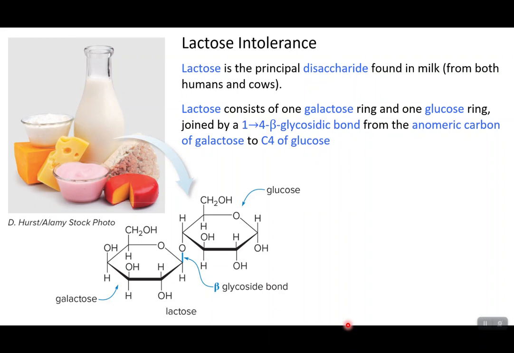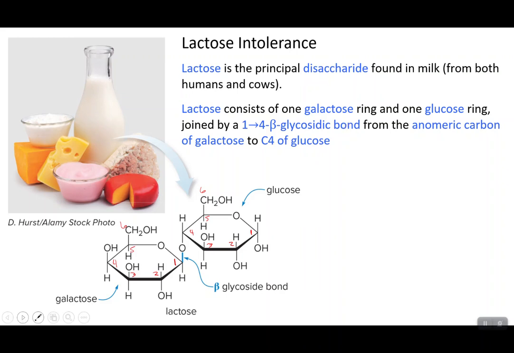So lactose consists of one galactose ring and one glucose ring, and they are joined by this type of glycosidic bond. When we look at its structure, we can locate its anomeric carbon here, and we see it's pointing up, so we know it's going to be beta. And then we number these rings, starting with 1 at the anomeric carbon and going counterclockwise. So I'm going to count 1 at the anomeric carbon of the second monosaccharide. If we do that, we see that the bond here is between the 1 and the 4 of the second monosaccharide. So it gets the name 1,4-beta glycosidic bond. Okay, now, where does lactose intolerance come from?